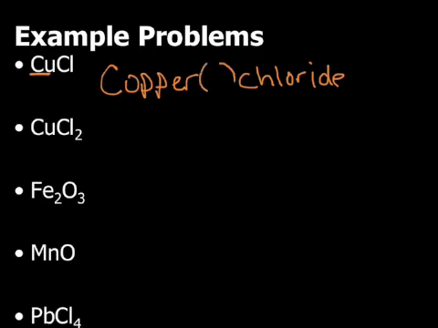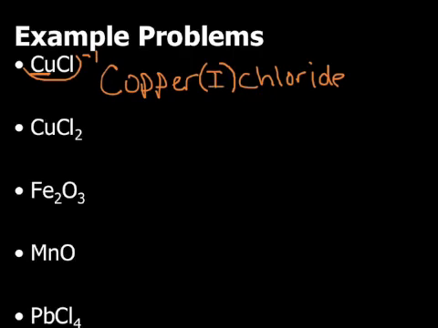The way you figure out which copper it is, you have to remember the concept we talked about in class: the overall charge has to equal 0. We know chloride is a -1, so for this to balance out to 0 the way it's written, this would have to be copper 1 chloride.